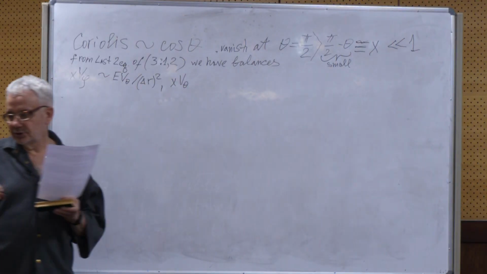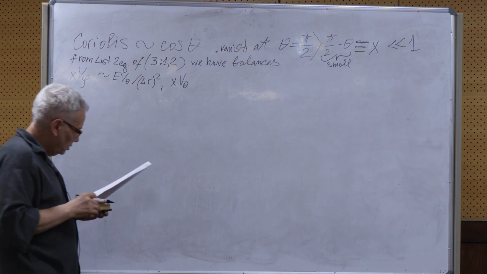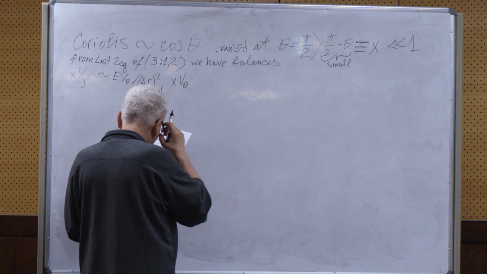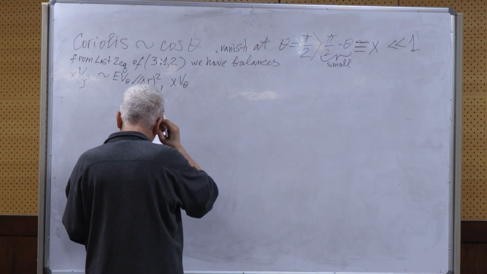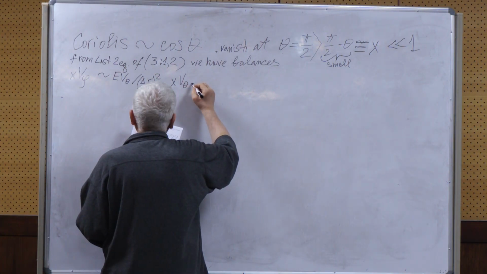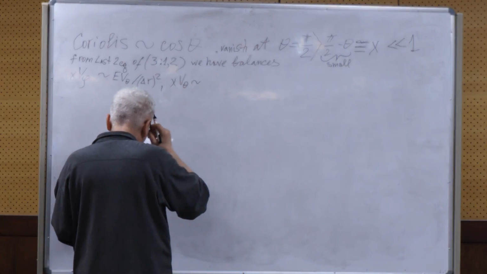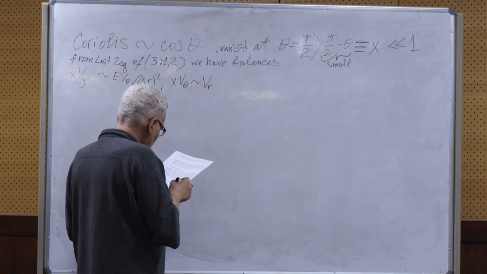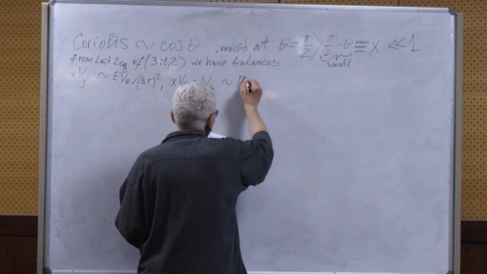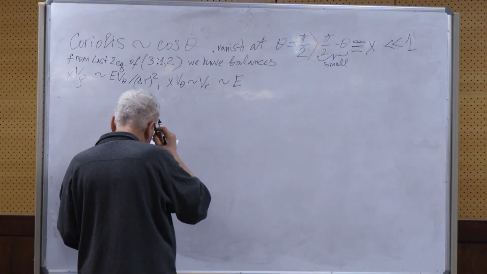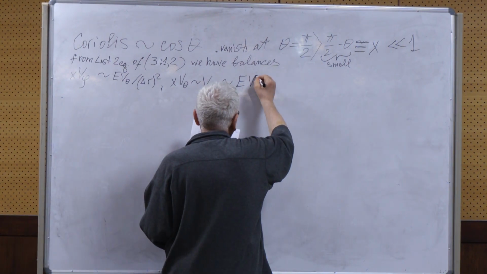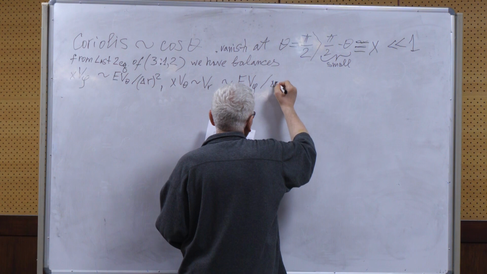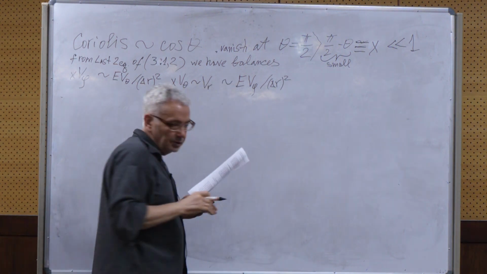Okay, so it's not this system. And then there is a balance between x V theta, which is proportional to V R. Then the same is proportional to E V phi over delta R squared. I will explain later what this delta R squared and everything means.